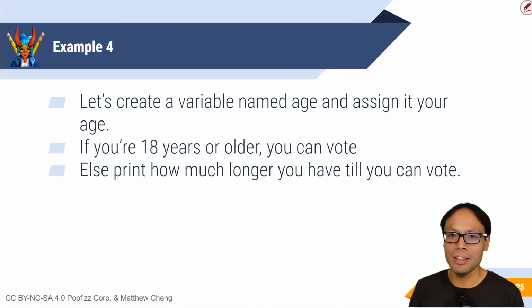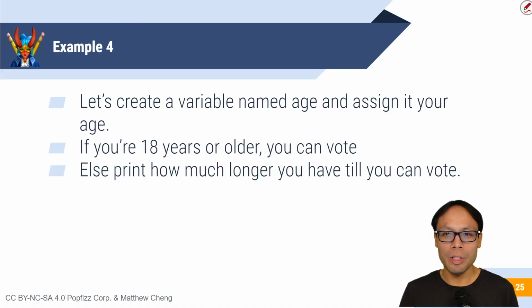All right, let's take a look at another example. So let's create a variable named age and assign it your age. If you're 18 years or older, let's print out you can vote. Else we'll print out how much longer you have till you can vote.